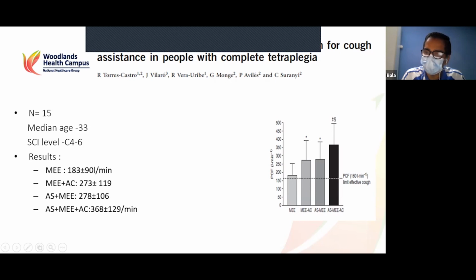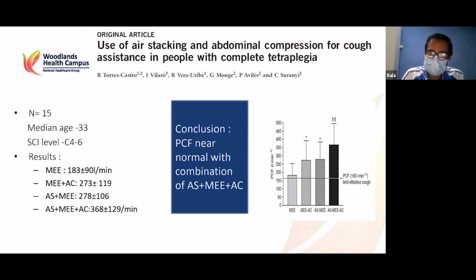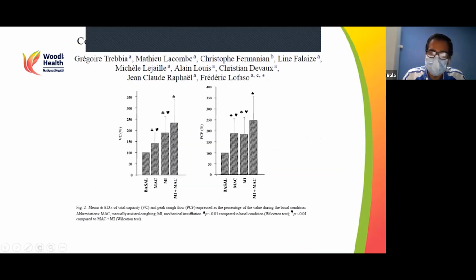The second study is on spinal cord injury patients, tetraplegia. Again, we get the same kind of information. Baseline is around 160, and when you combine manually assisted cough with air stacking, you can increase your peak cough flow. It goes up to 360, 370. So definitely the peak cough flow is increased with LVR as well as manually assisted cough. Again, in spinal cord injury patients the vocal cord is intact, so it works very well.